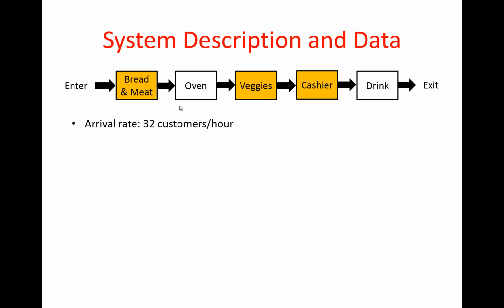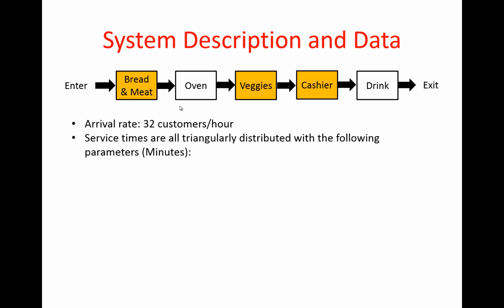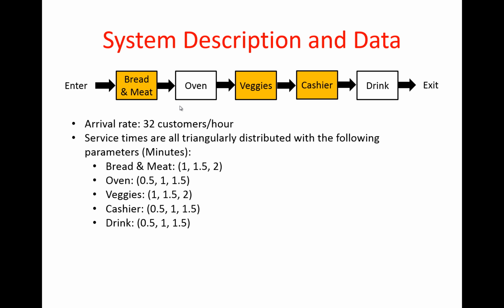The data that we're given are as follows. So the arrival rate is 32 customers per hour. The service times are all triangularly distributed for all of our 5 stages in our system. And the parameters of our triangular distributions are as follows. So for example, for the bread and meat station, the minimum is 1 minute, the maximum is 2 minutes, and the most likely value is 1.5 minutes. Similarly, for the oven, the minimum, mode, and maximum values are half a minute, 1 minute, and 1.5 minutes.